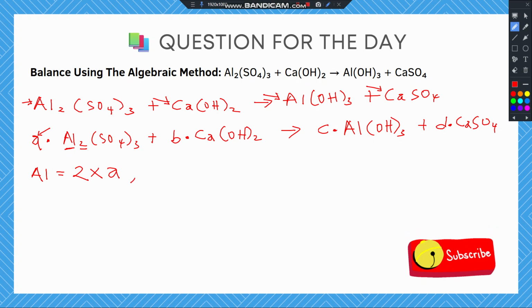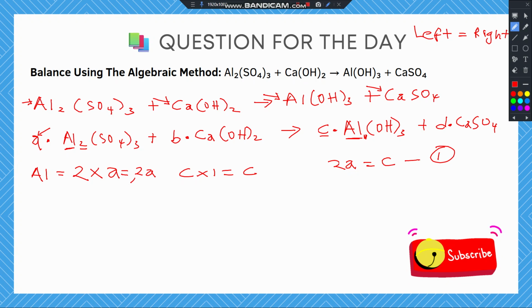On the right hand side, you can see aluminium appears here. It has no subscript, or its subscript is 1 even though it's not identified, and its coefficient is the letter C. So on the right hand side, we have C multiplied by 1, which is C. 2 multiplied by A here is 2A. So according to the law of conservation of mass, when you are balancing a chemical equation, the left hand side must be equal to the right hand side. So that tells us that for aluminium, the left hand side, which is 2A, must be equal to the right hand side, which is the letter C. This is the first equation.